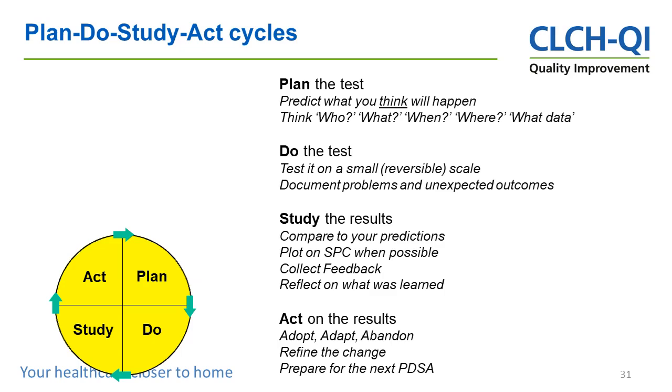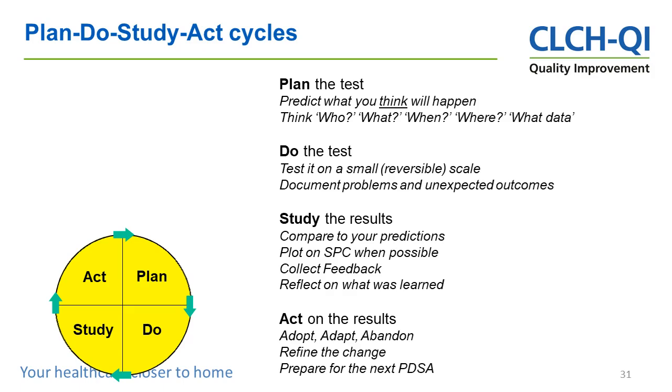Once you've completed these first 3 stages, then the next step is to make a decision and to act on your results. So there are 3 different options that you can take. You can either adopt the change, so that trial went well, you're going to scale up from 1 patient to 3 patients, to 5 patients, to 10 patients, and so on.